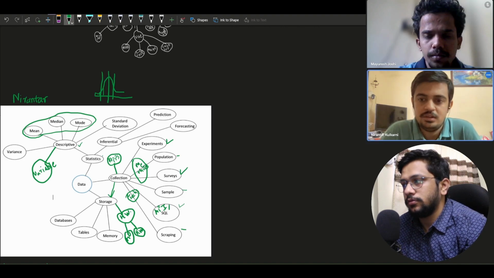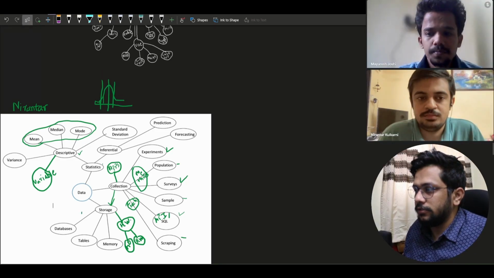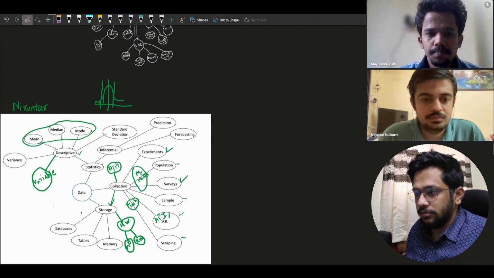Security, that will come under storage. Yeah, storage and hardware, because hardware has to be secured, right? But also yes, through software, so there is a catch. So Narendra, would you like to add anything else into this thought mapping?